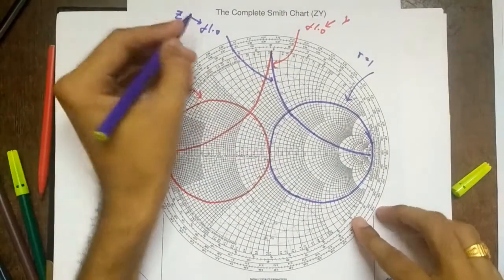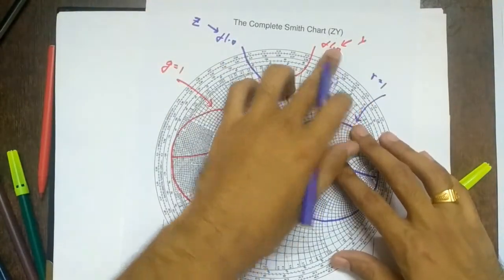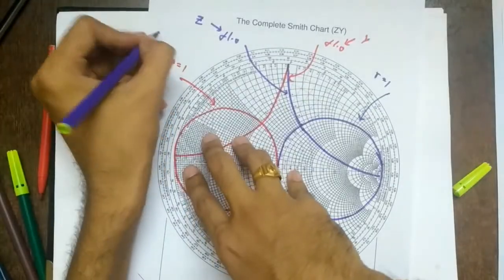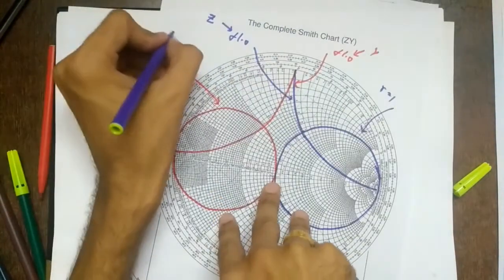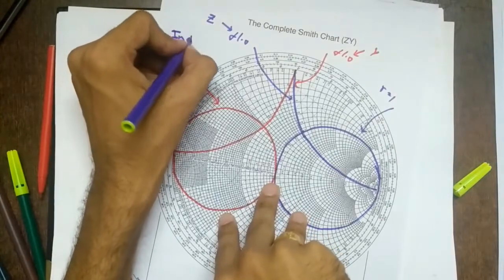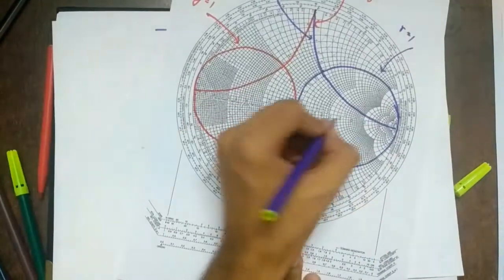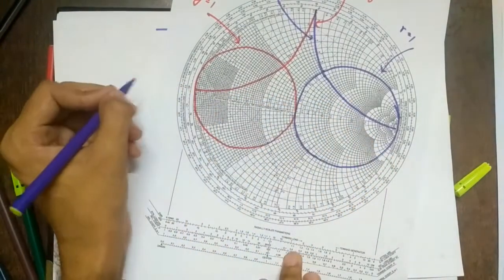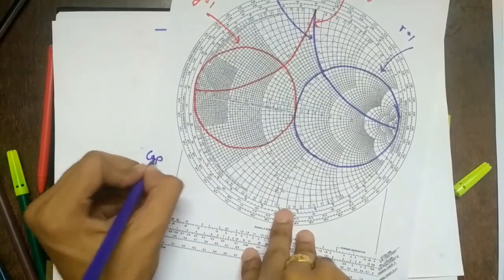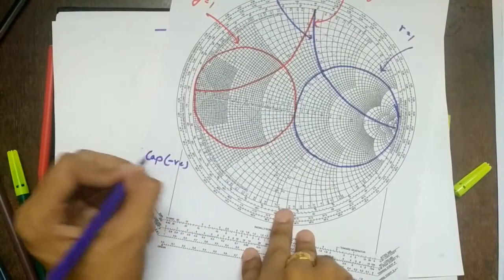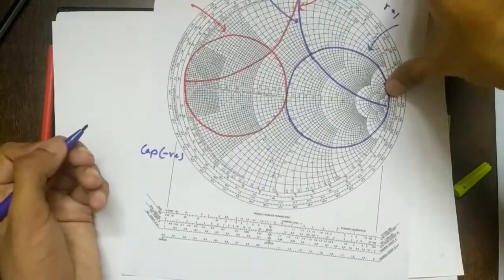So the next question is, which is positive, which is negative? You don't have to see whether this is plus J, minus J. Simply remember this. For impedance, what does the upper half of the Smith chart represent? It represents an inductor, and the impedance of an inductor is always positive. Then what does the lower part of the impedance Smith chart represent? Capacitive. And the impedance of a capacitor is always negative.